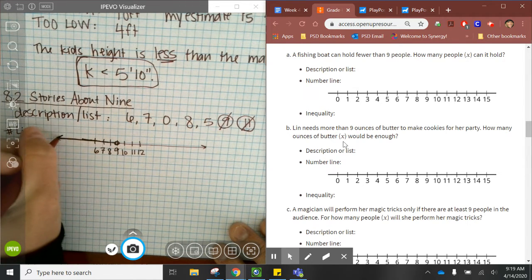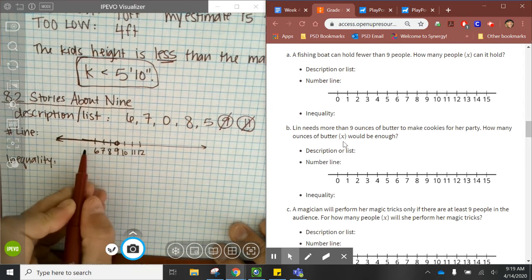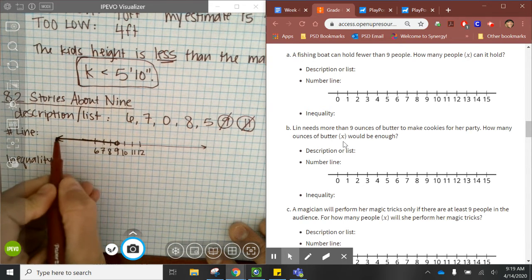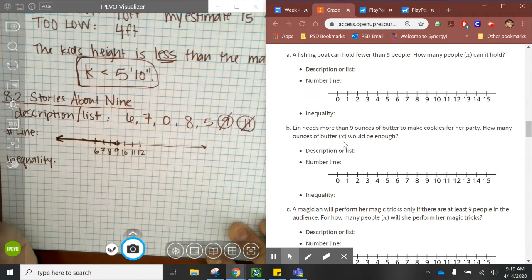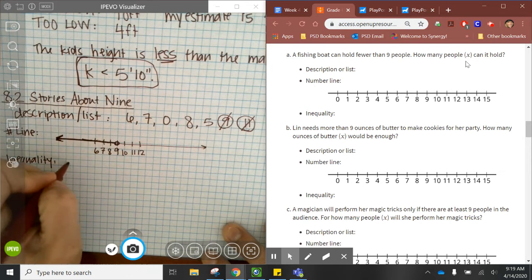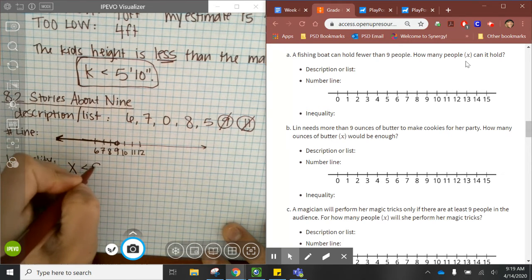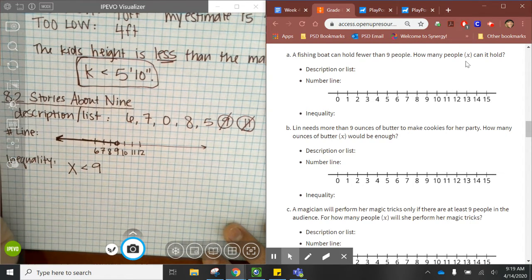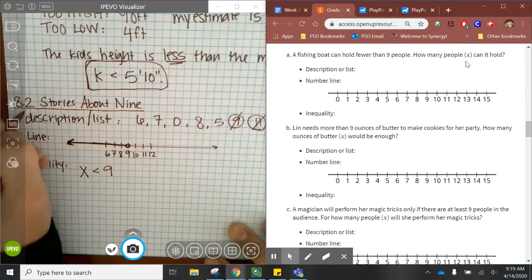I'm going to shade this way. So there's my graph. I know it's kind of weird, but you just shade on the line for all the possibilities that it could be. And then for my inequality, I'm going to choose the variable. It looks like in the problem it says x. How many people x can it hold? X is less than 9. And that's how many the boat can hold. Okay, so that was example A.